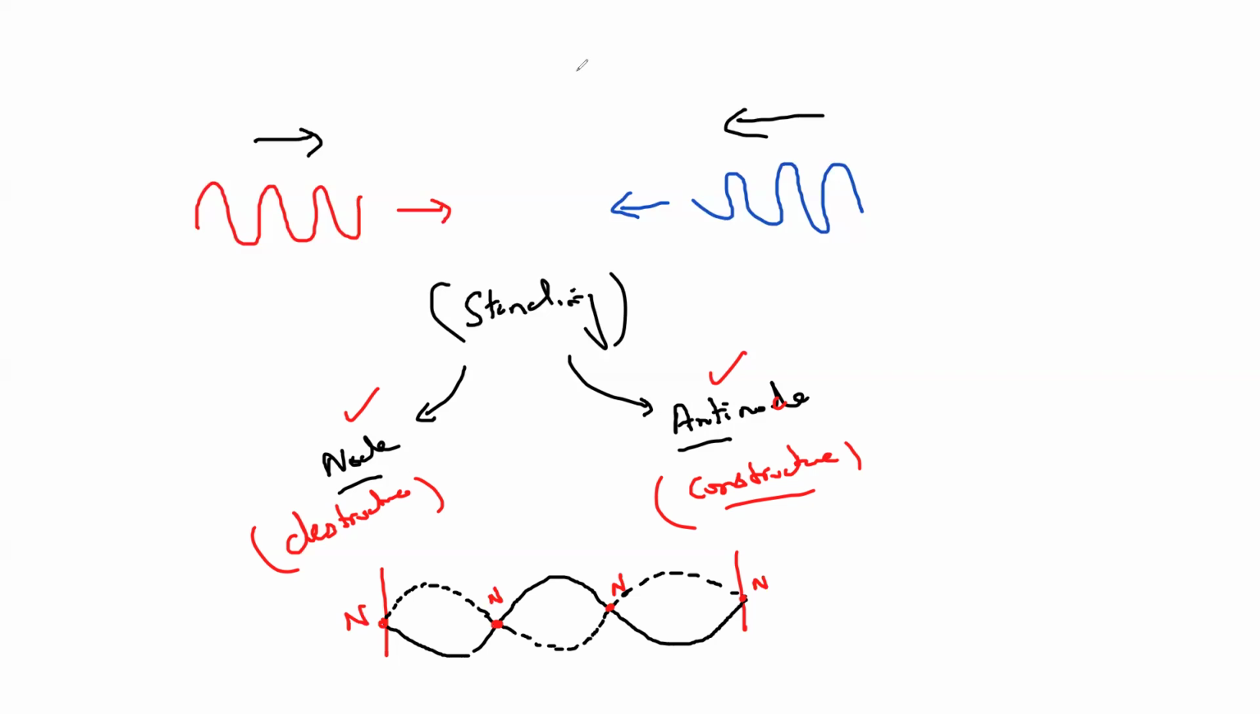And where we have perfect constructive interference, we call those points antinodes. So this will be an antinode, this will be an antinode, this will be an antinode. So by the combination of the two waves, it produces another type of wave, and we call that wave a standing wave. In this standing wave, some places are constructive, some places destructive. The place where we have constructive interference, we call an antinode. The place where we have destructive interference, we call a node.